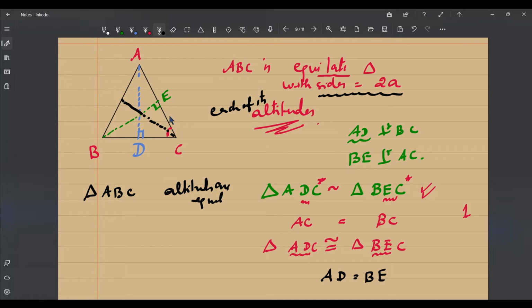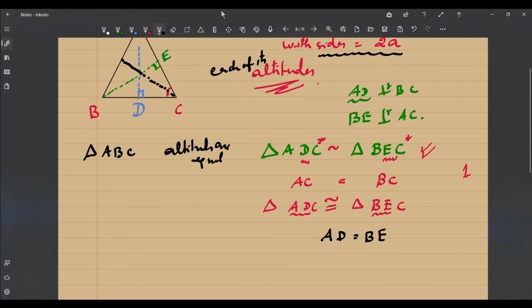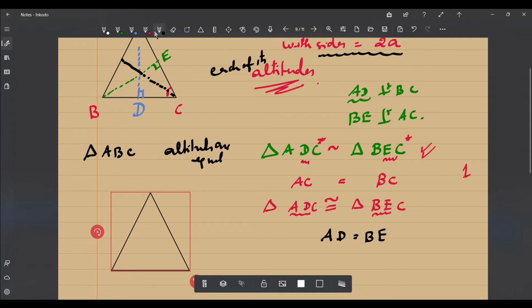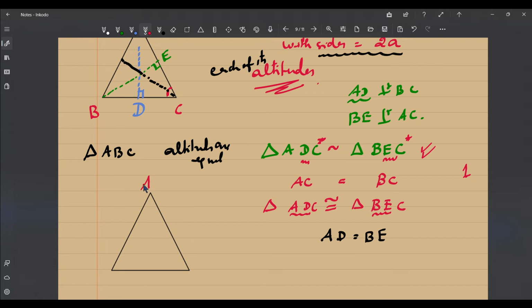Right? So let's proceed to finding the altitudes. For that, I think I'll have to make a fresh picture because we have drawn many lines in this picture. So this is an equilateral triangle once again, and this is ABC, and it's given that the sides measure 2a each. All sides are equal, being an equilateral triangle, and all of the sides are equal to 2a. Now the question is, find the altitude of this triangle.